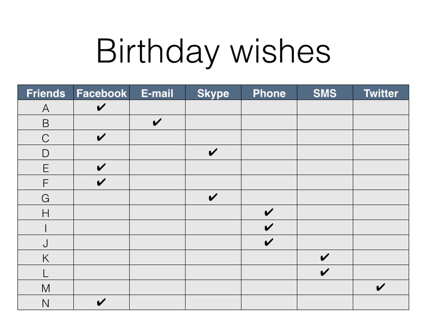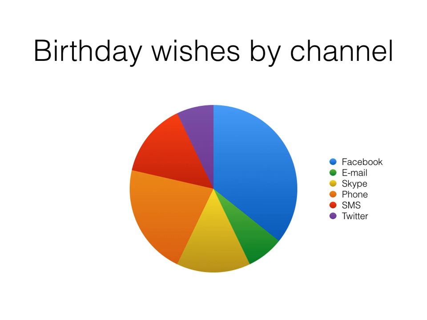A much better way to visualize it is with something like a pie chart here. And you can see quite clearly that most of the people would want their wishes by Facebook, and then after that it's by phone, and then after that SMS or Skype. And the fewest people want to do it by Twitter or by email. So you can see that it makes a big difference how you represent the data.